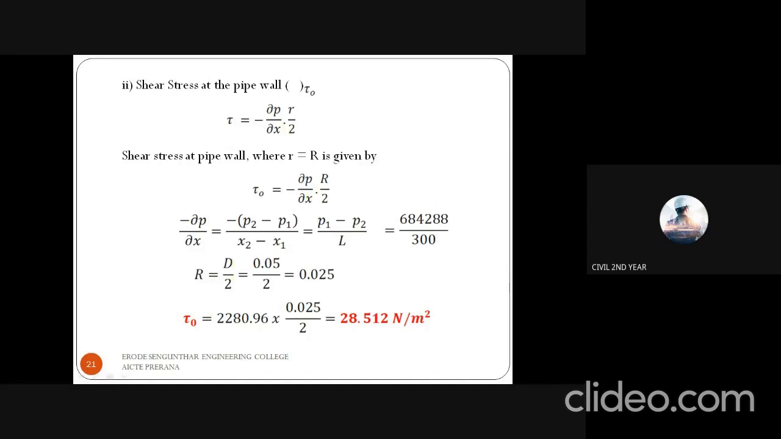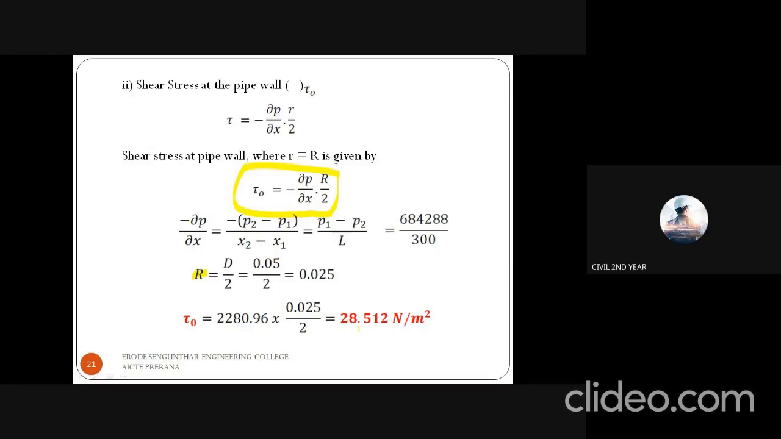Then next the R value. R is the radius, so it is diameter by 2. The diameter is 50 mm, so we convert in terms of meters: 0.05 divided by 2, which is equal to 0.025. Finally, applying the shear stress formula, tau naught equal to dou p by dou x, which is 2280.96 into 0.025 divided by 2, which is equal to 28.512 Newton per meter square.